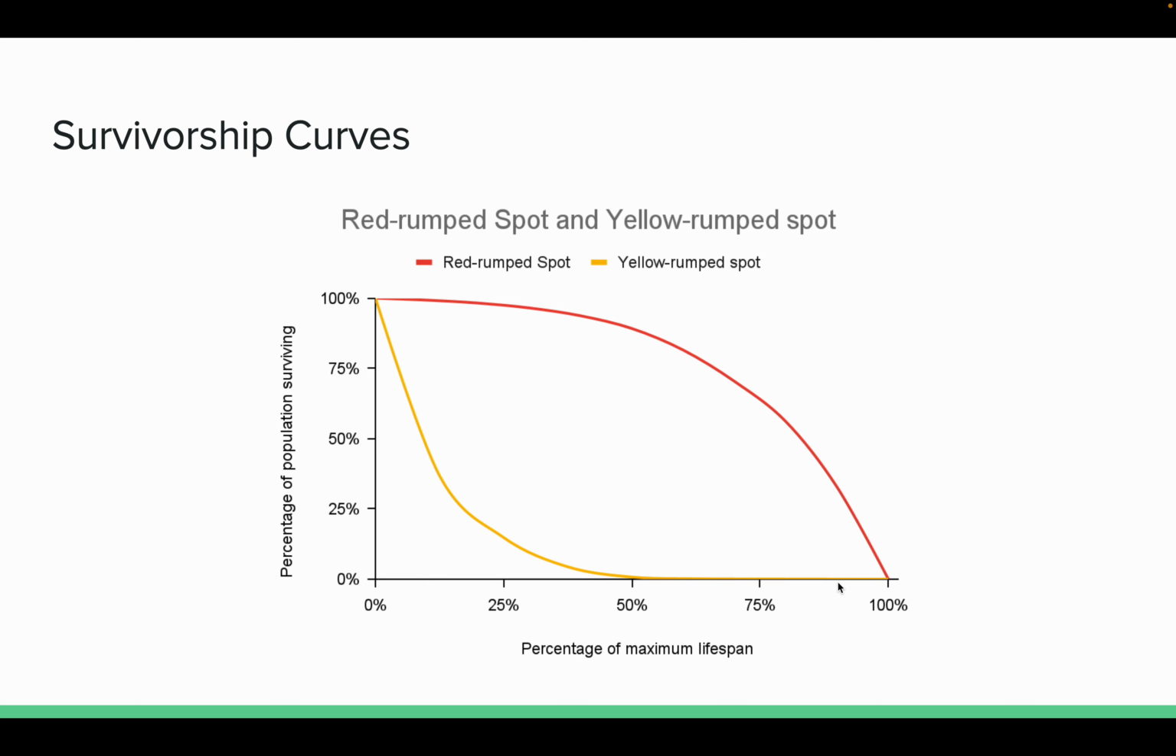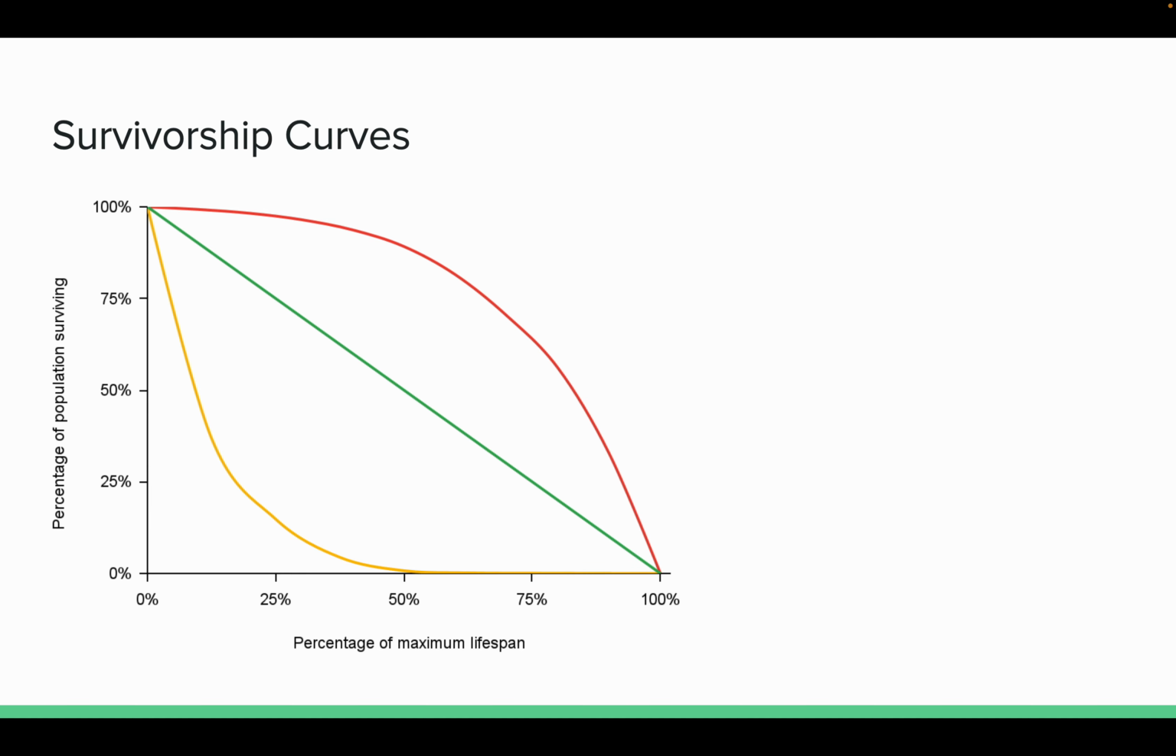So yeah, these are survivorship curves. And this is only tracking a single cohort of the population and how they survive throughout their lifespan. All right, there is a third type though. So we've seen this curve here and this curve here. Let's pretend that we've got a third species that has kind of a straight line of mortality from birth through to maximum lifespan down the middle there.